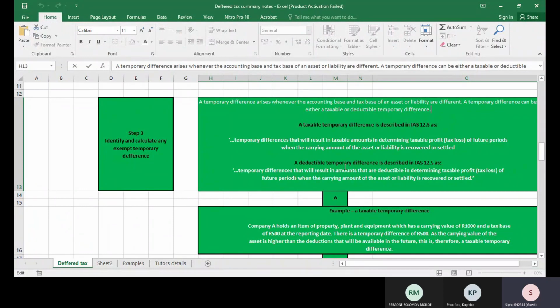Similarly, a deductible temporary difference, as described in IAS 12, is a temporary difference that will result in amounts that are deductible in determining taxable profit or tax loss of the future period when the carrying amount of the asset or liability is recovered. In this case, Solomon, it will be the liability, because you have a carrying amount of a liability, in this case 10,000, minus a 0 tax base, right? And then you get a deductible temporary difference for the future.